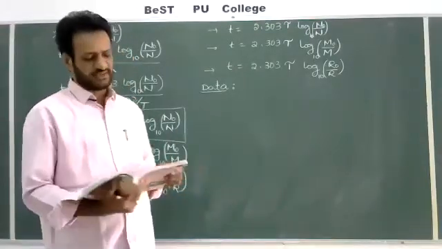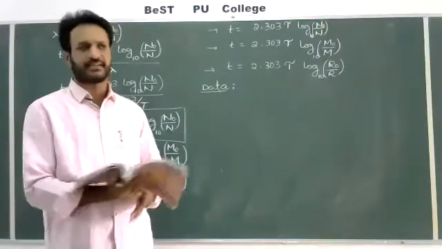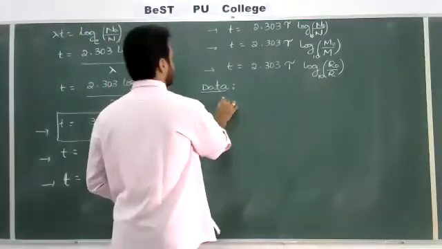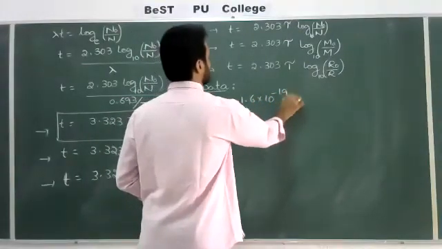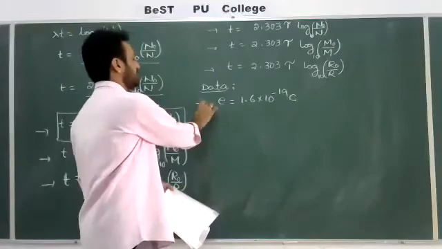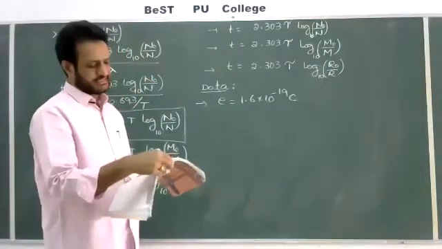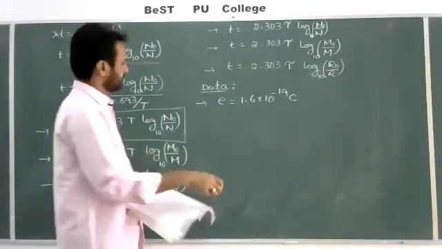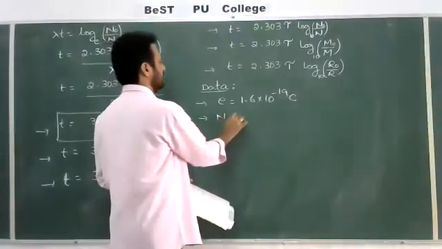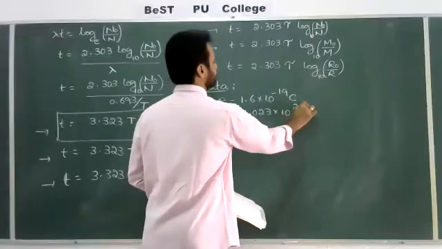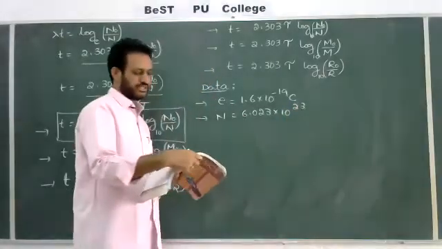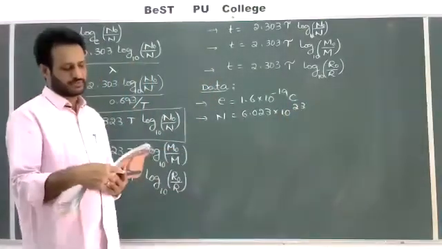So what they have given: first, e, charge of electron. Charge of electron e is equal to 1.6 into 10 to the power of minus 19 coulomb. And next, Avogadro number given, N equal to 6.023 into 10 to the power 23 per mole.